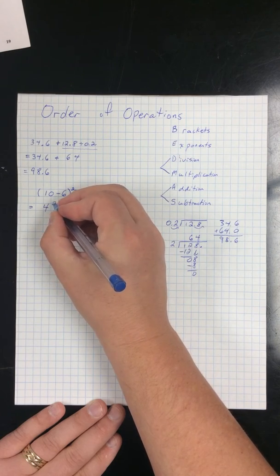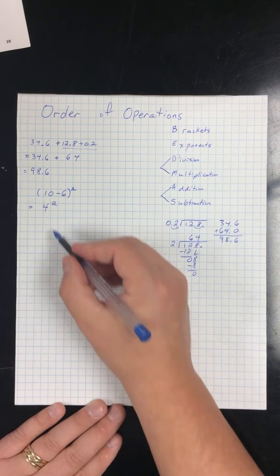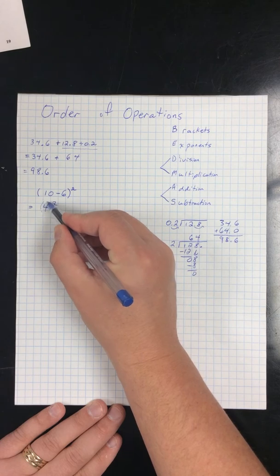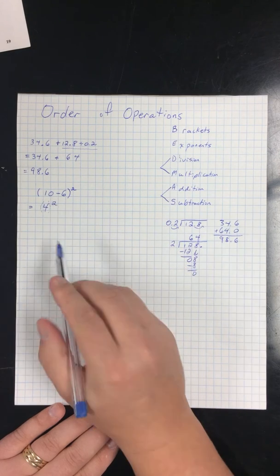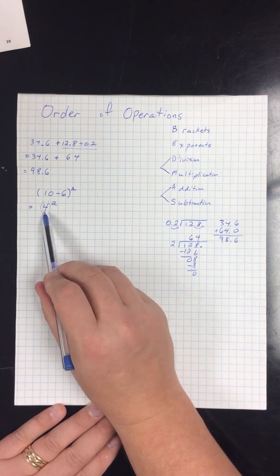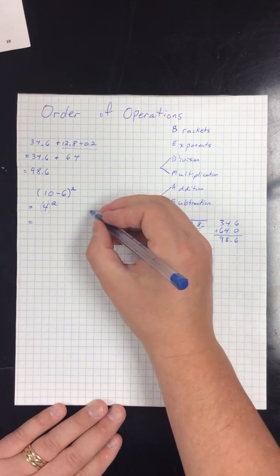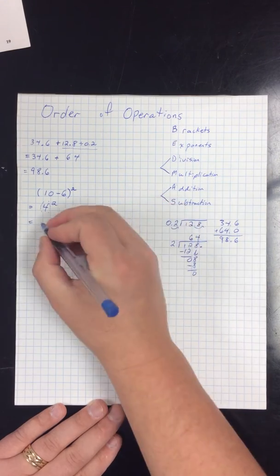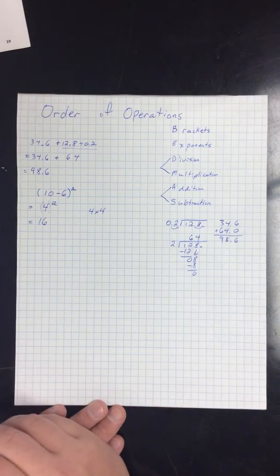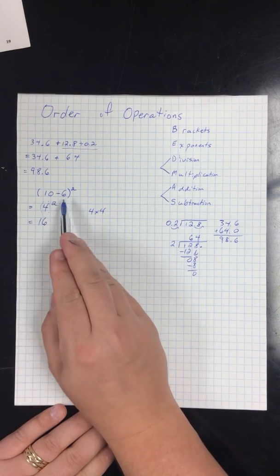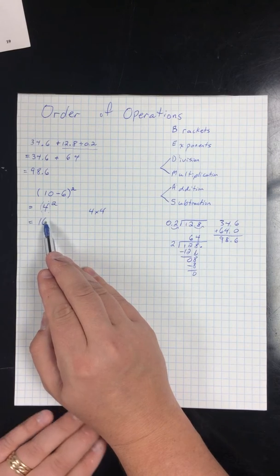It's the power of 2. My brackets have disappeared. I just don't need them anymore because there's no operations contained within them. It's just a number, just a term. And then 4 to the power of 2 really means 4 multiplied by 4, which is 16. So the answer of 10 subtract 6 in brackets to the power of 2 is 16.